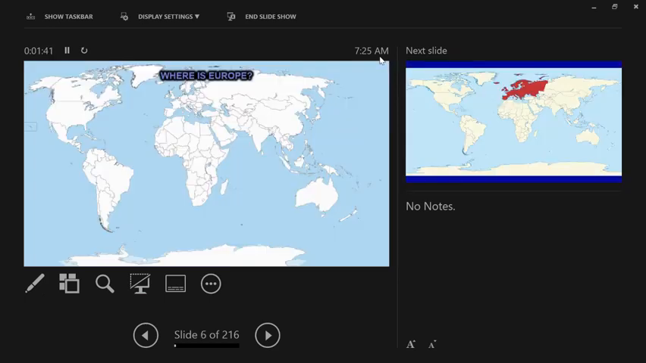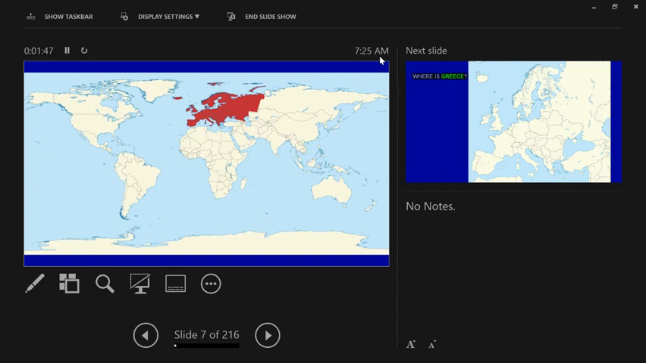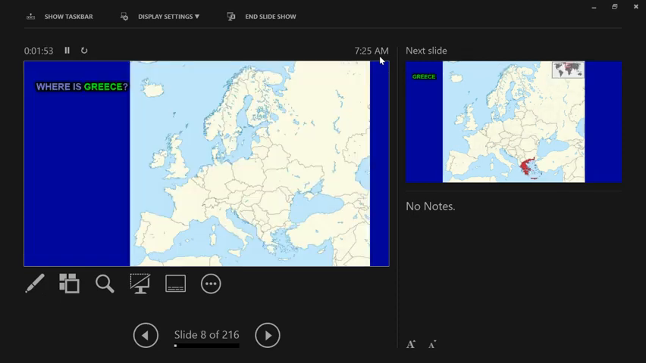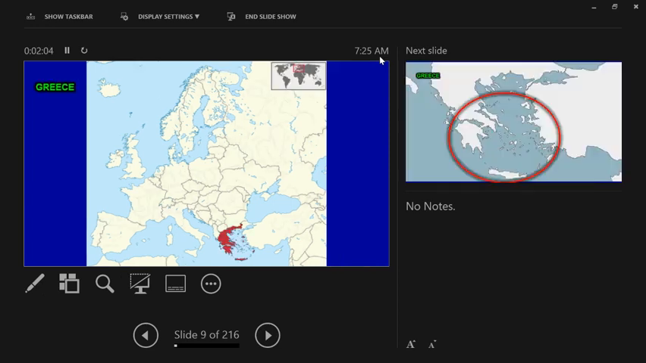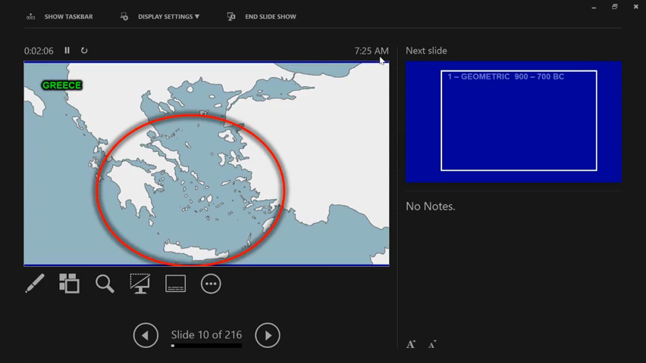Where is Europe on this map? That's right, it's directly above Africa. It is top center. So let's take a closer look at Europe, and where is Greece in this map? This is the one with all the islands. Yes, very good. So let's take a closer look at Greece.